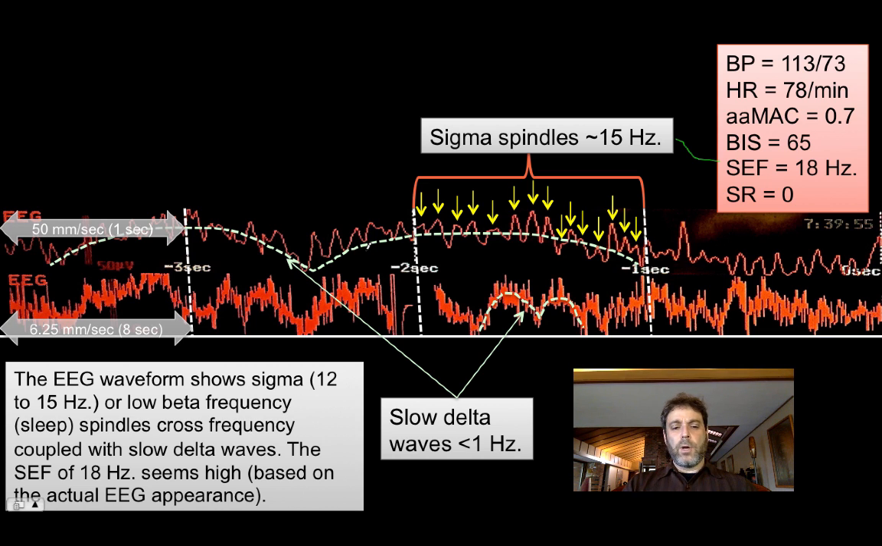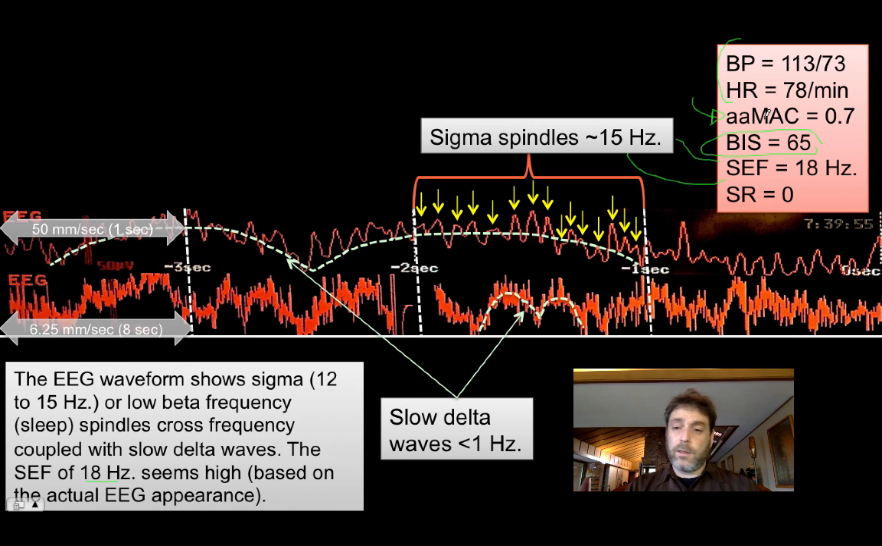So the spectral edge seems high, but not overly so. I'd be a little bit concerned with the BIS of 65 and the sigma spindles and the high spectral edge frequency, and I would be tempted to increase the anesthetic concentration a little bit, although the hemodynamics are not impressive, although hemodynamics are not very good indicators of depth of anesthesia.